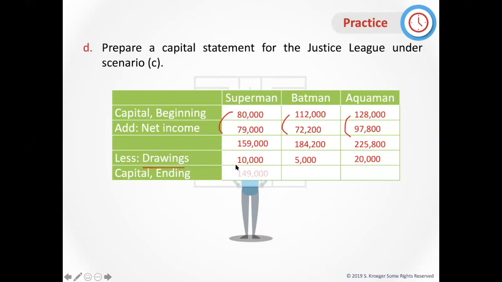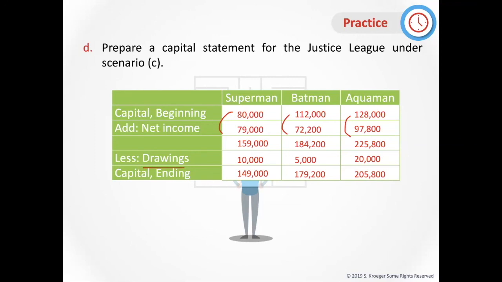159,000 minus 10,000 is 149,000. 184,200 minus 5,000 is 179,200. And 225,800 minus 20,000 is 205,800.